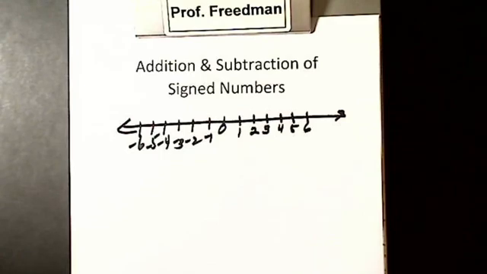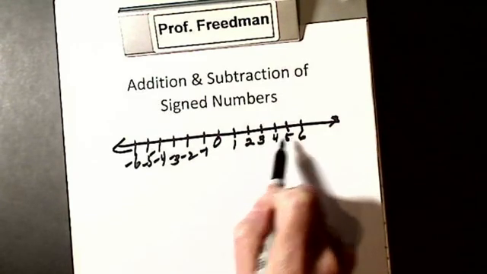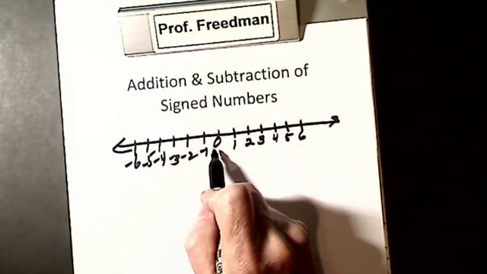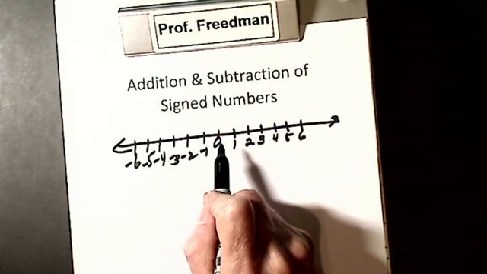Now we're going to add and subtract signed numbers. So this is our number line. Our positives are to the right, our negatives are to the left. Zero has no sign. Zero is not positive, zero is not negative.